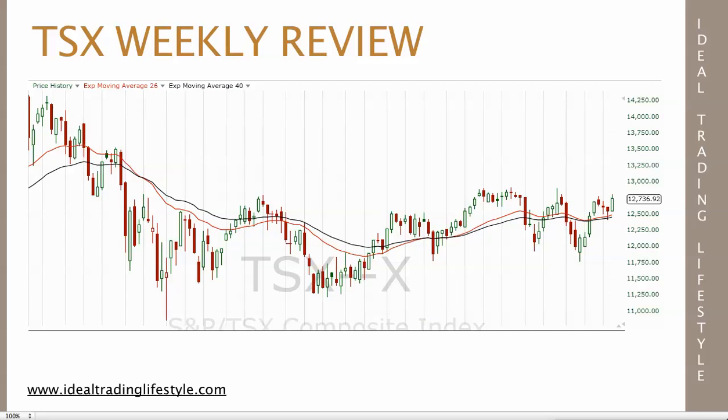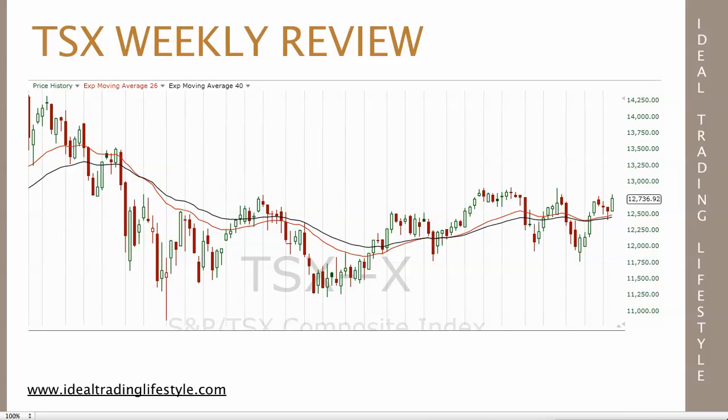Looking at the weekly chart, you're going to see that things have been relatively flat. Both the 26 and 40 EMA are rising, albeit slowly. We're going to end up seeing what happens over the next couple of weeks and seeing if the TSX is going to end up continuing its rise, or if it's going to follow suit with the US markets and start their declines.